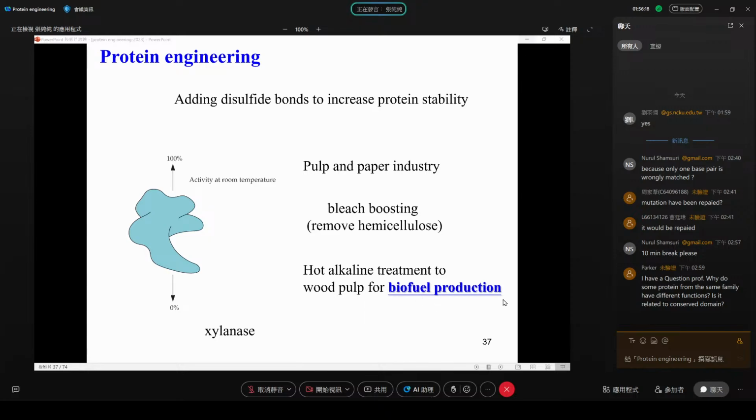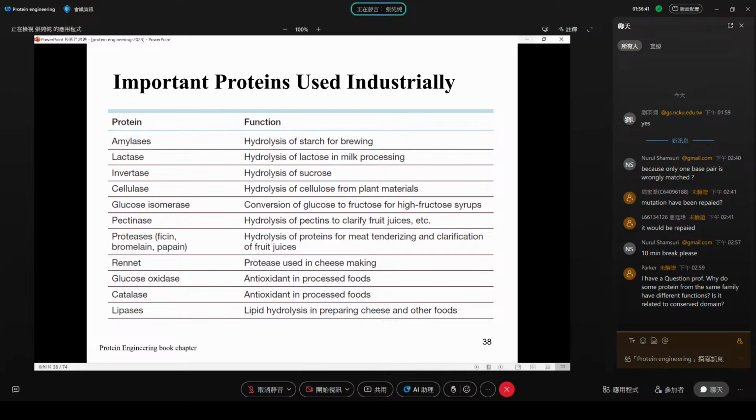But think about it, biofuel production is definitely under quite terrible conditions for the enzyme. It will be very high temperature, maybe organic solvent, or acidic or basic buffer. So you think about it, how do we improve this enzyme to adapt to these conditions?